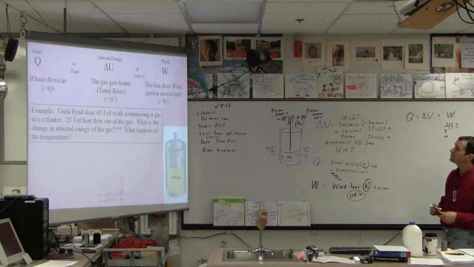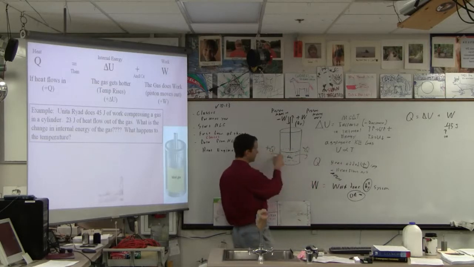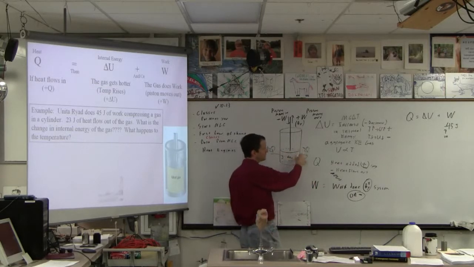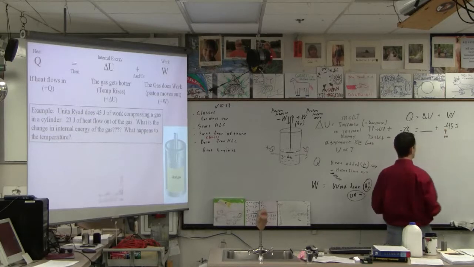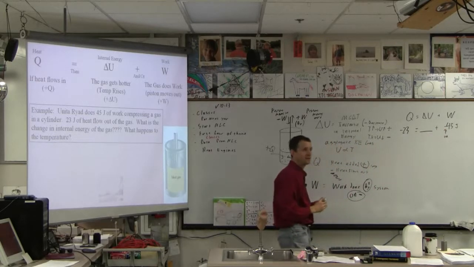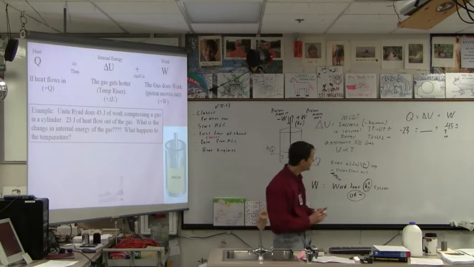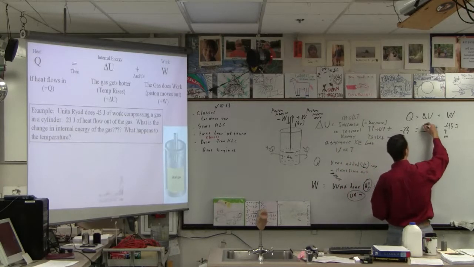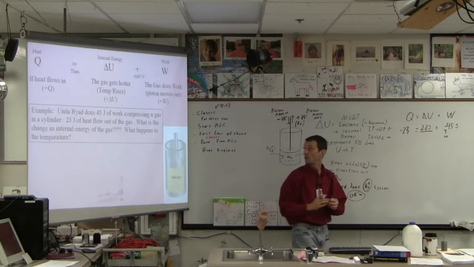23 joules of heat flow out of the gas. Nothing tricky about that. Which one of these is it? Flowing in or flowing out? Yeah, it's negative. So this is minus 23. And then it's like blank. Hopefully we don't fail at this math. Blank has to be, what is it? 22 is correct, yeah. 22 joules. Okay. Now let's answer the second question.